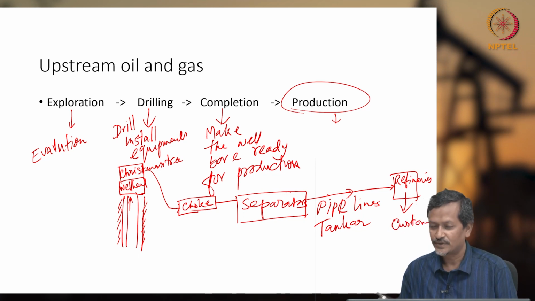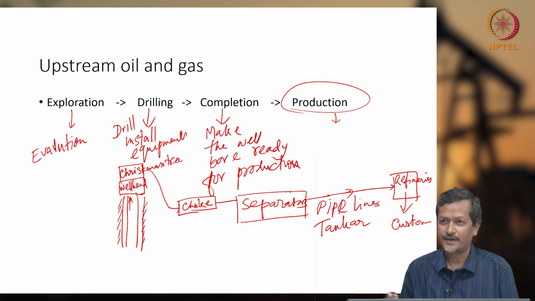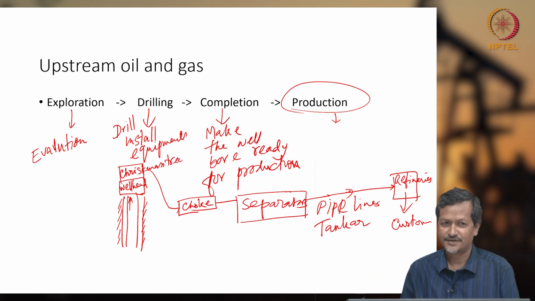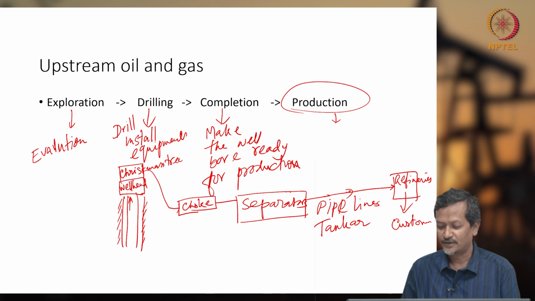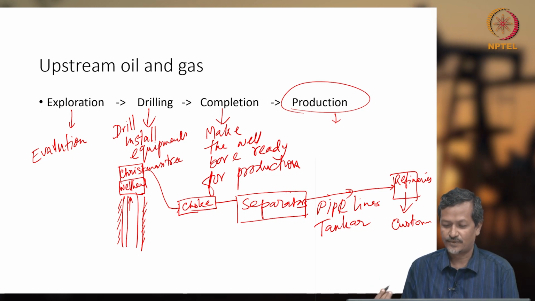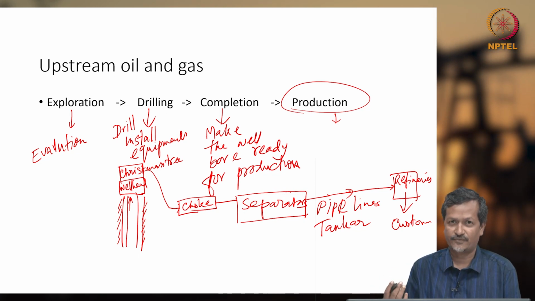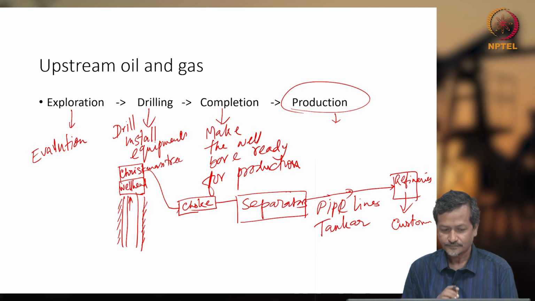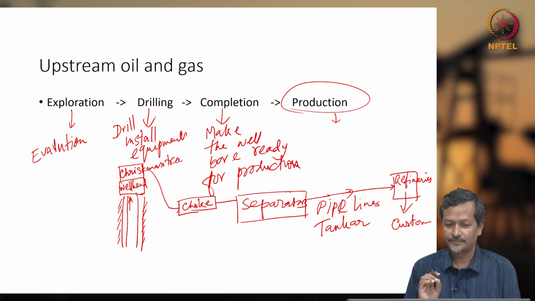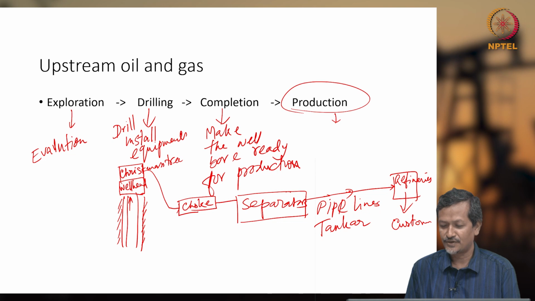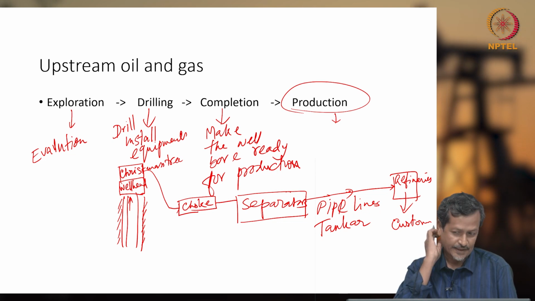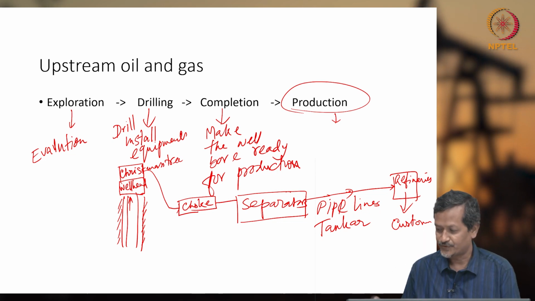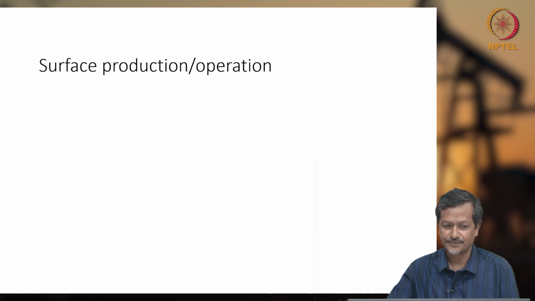Customer means like you are the customer, you have a bike, you have car, you have Indian gas cylinder, so you are the customer. So finally you are getting the oil or gas whatever and you are consuming it finally. So this course basically focusing on completion stage and production stage. So now go to the production stage.